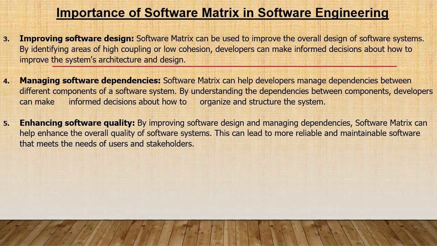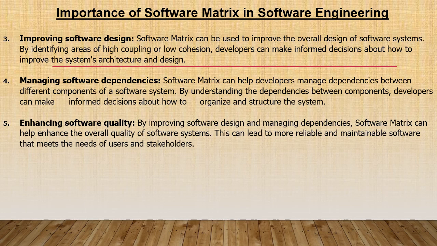Next is improving software design. Software matrix can be used to improve the overall design of software systems. By identifying areas of high coupling or low cohesion, developers can make informed decisions about how to improve the system's architecture and design.